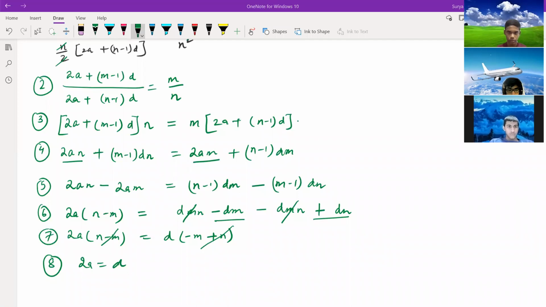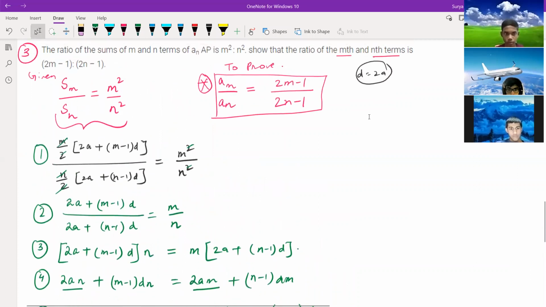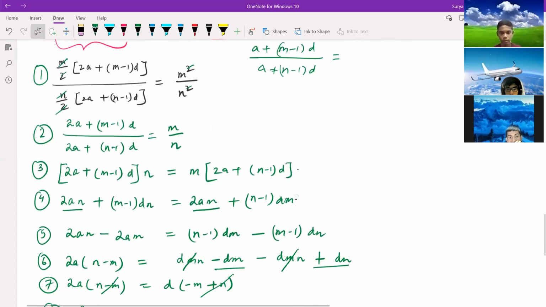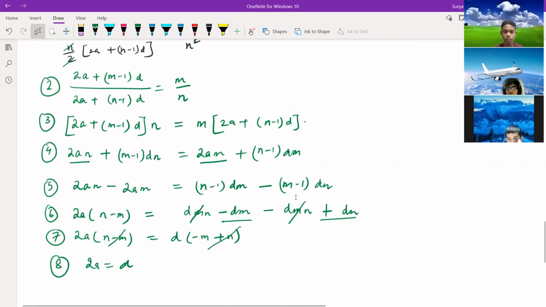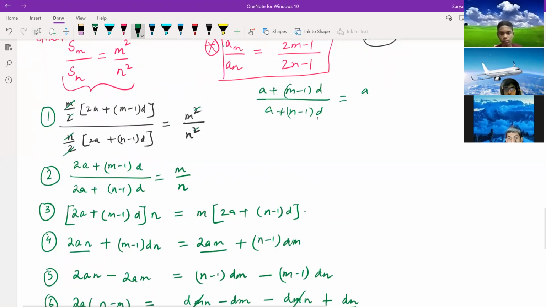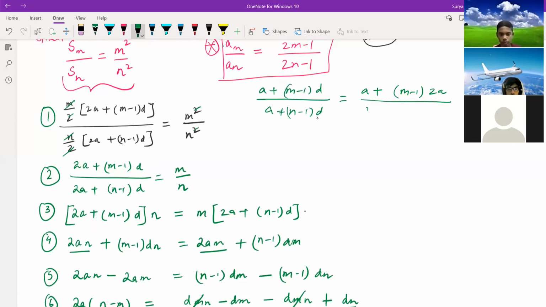So now what to do here? Now put the value, we have to find am. Next part is, we just put the value here. Am is nothing but a plus m minus 1 into d whole divided by a plus n minus 1 into d. Okay. So what we got here? D is equals to 2A, right? D is equals to 2A. So now put here A plus m minus 1 into 2A whole divided by A plus n minus 1 into 2A.